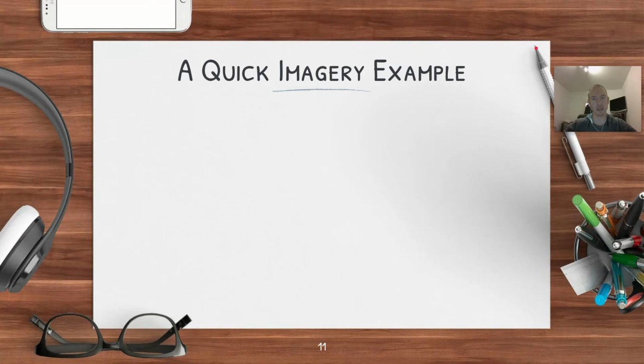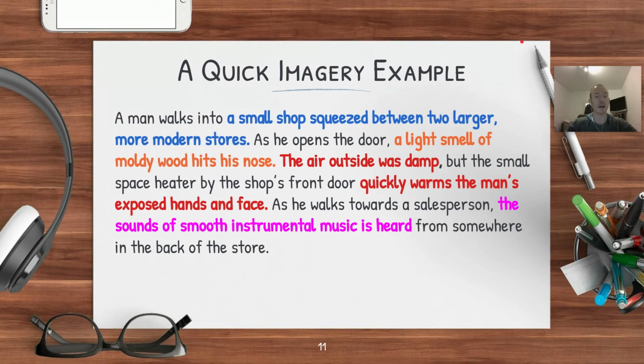So, a quick example of imagery. A man walks into a small shop squeezed between two larger, more modern stores. As he opens the door, a light smell of moldy wood hits his nose. The air outside was damp, but the small space heater by the shop's front door quickly warms the man's exposed hands and face. As he walks toward a salesperson, the sounds of smooth instrumental music is heard from somewhere in the back of the store.